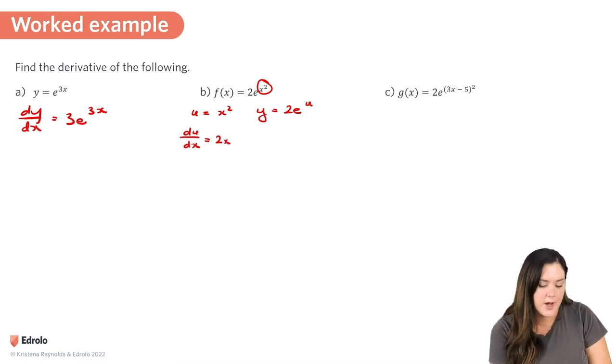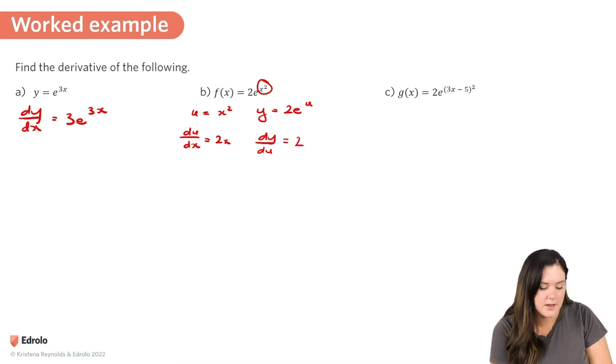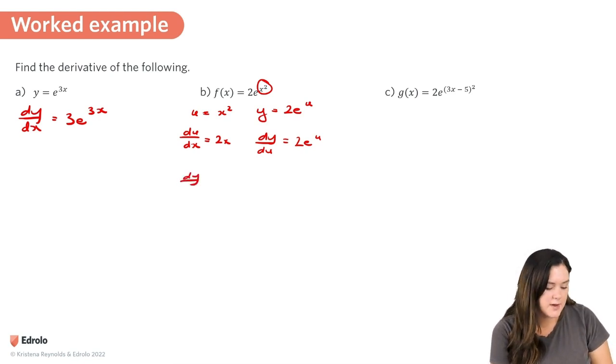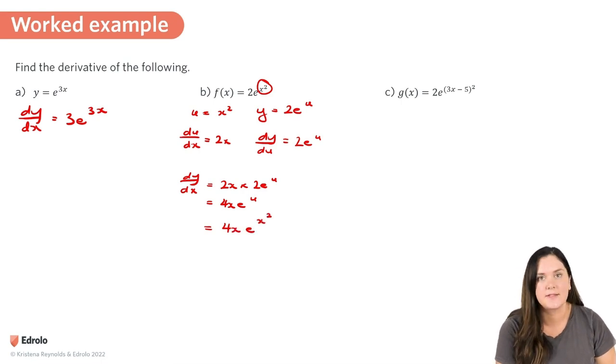For the next one, we have y equals 2e to the power of u. Differentiating this one, we write dy du, because it's in terms of u. All we need to do here is write exactly the same thing, so 2e to the power of u. Nothing changes there. Lastly, we multiply these together. So dy dx is going to be 2x times 2e to the power of u, so we get 4xe to the power of u. Now we can replace u with what we substituted it to be, so u becomes x squared. We end up getting 4xe to the x squared as our derivative.